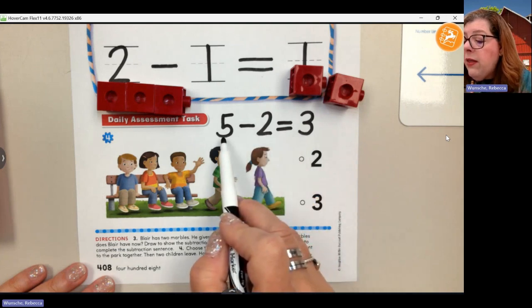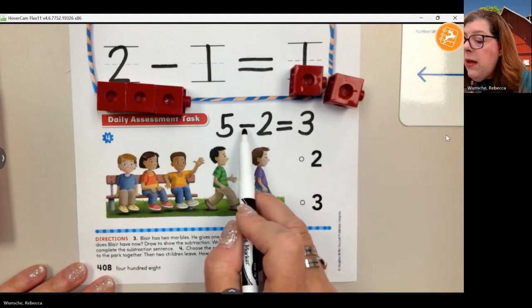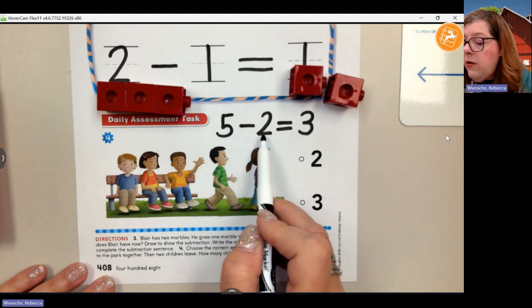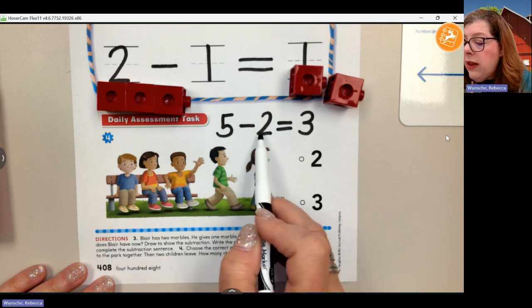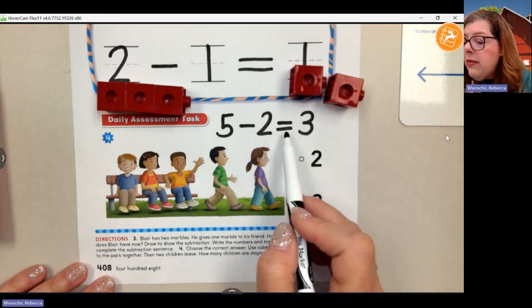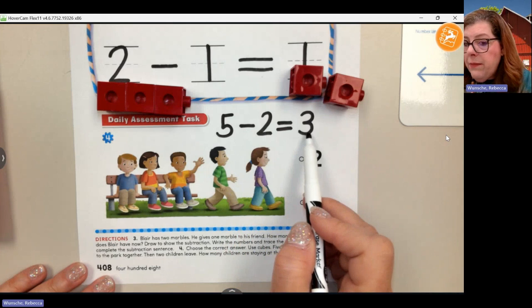Or I'm going to look at this as 5, 2 less. 5 minus 2, 2 less that went away, is the same as 3.